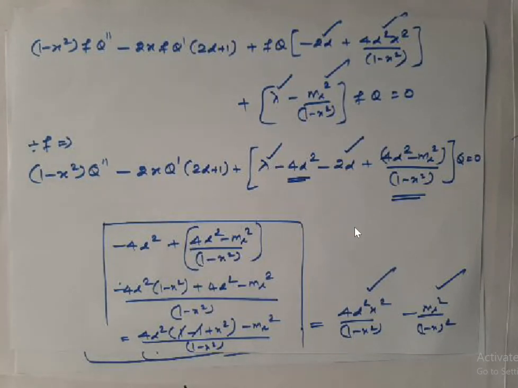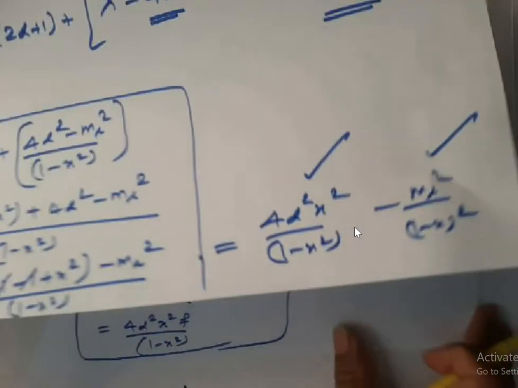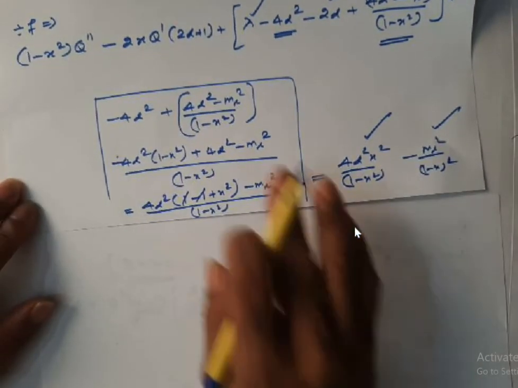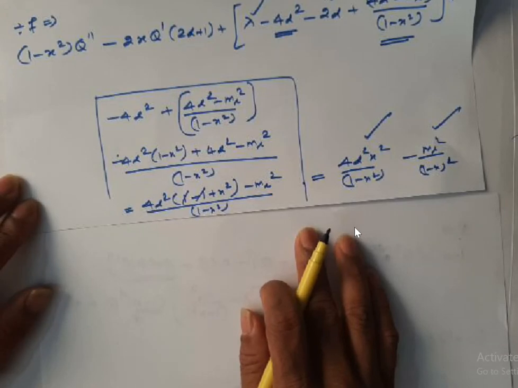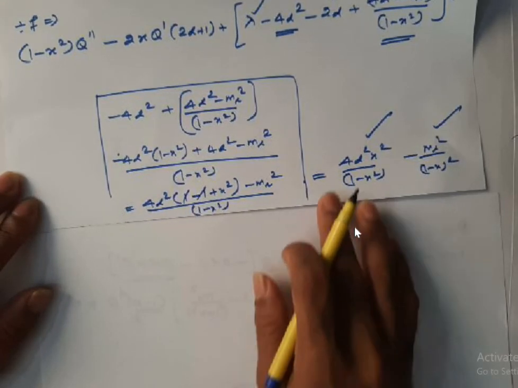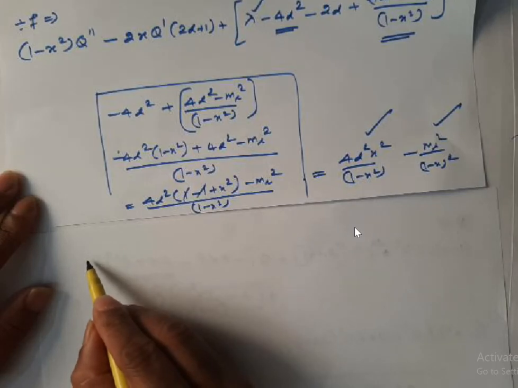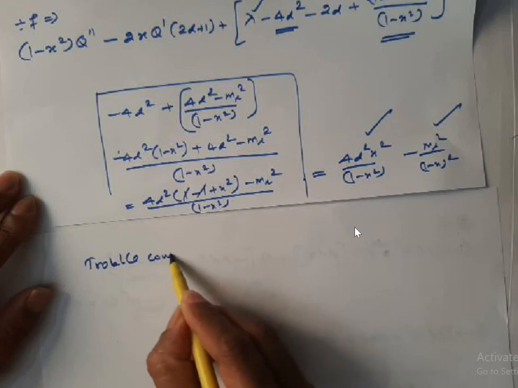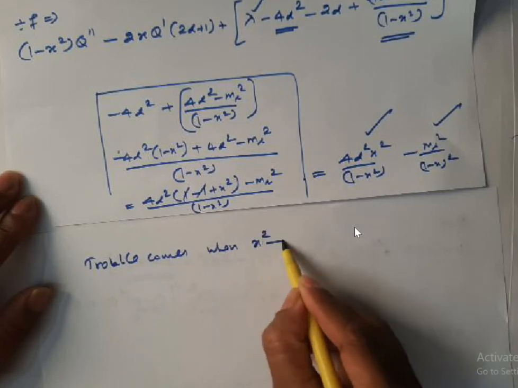Now let me make some more algebra here. So now this is the equation. Let me simplify this equation further. What I'm going to do is, listen, here trouble comes when x square approaches 1.